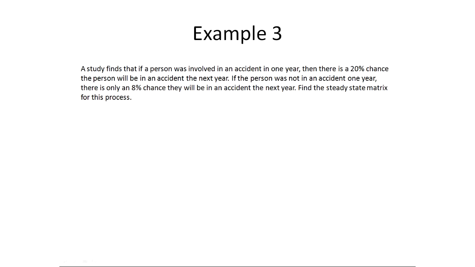All right, so let's look at the first example we did, which is the one with the accidents. And so remember, the number of people in accidents seemed to be increasing. The question is, where will it level out? So I don't know if you recall, but our transition matrix for this, T, remember it was accident, no accident, accident, no accident, 0.2, so you should have this in your notes, 0.8, 0.08, and 0.92.